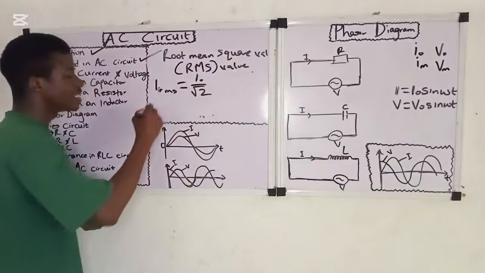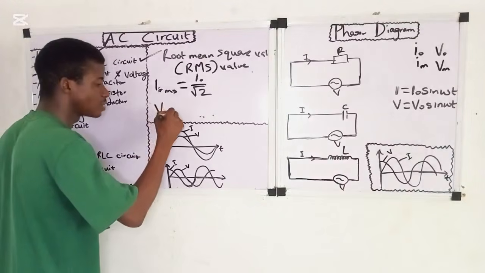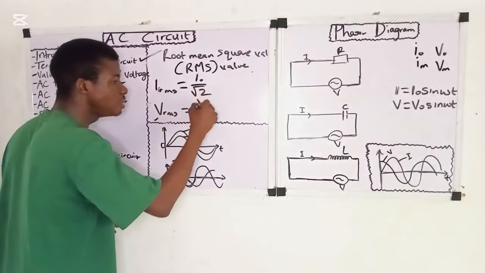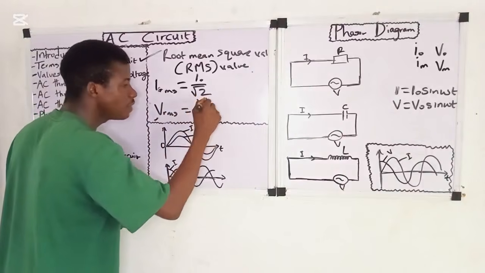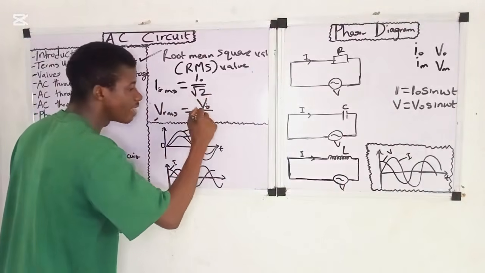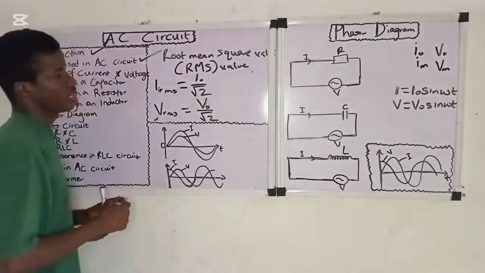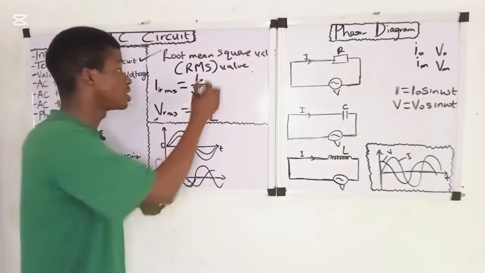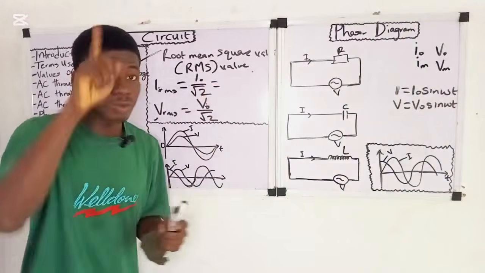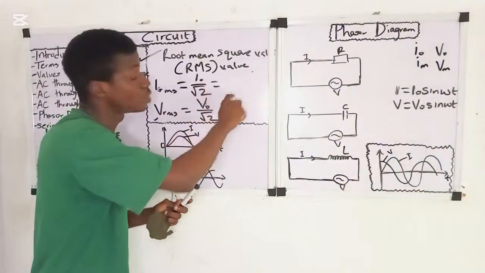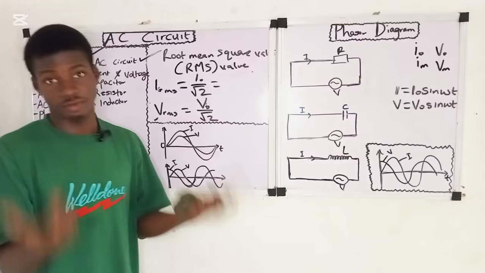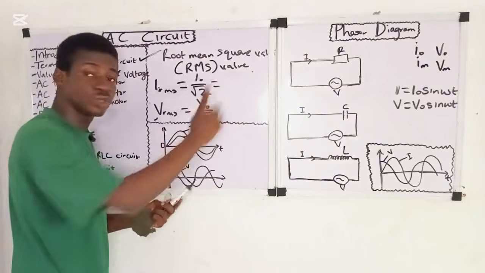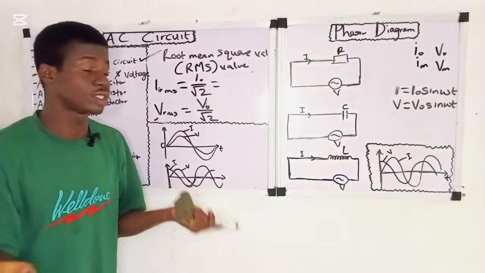Then the RMS value of voltage is equal to what? It's equal to the peak voltage divided by root 2. Apart from that, 1 over root 2 is 0.7071. So 1 over root 2 equals 0.7071.